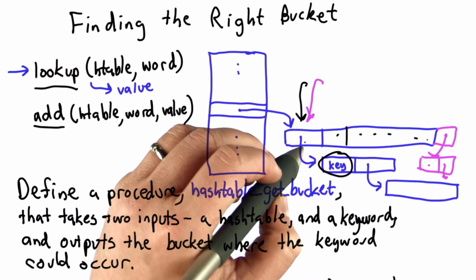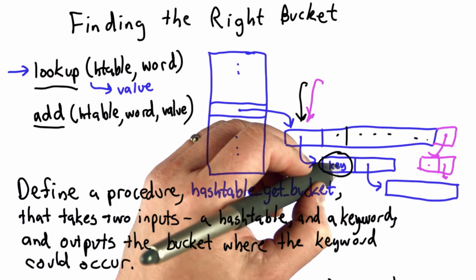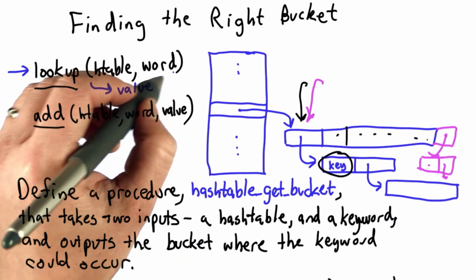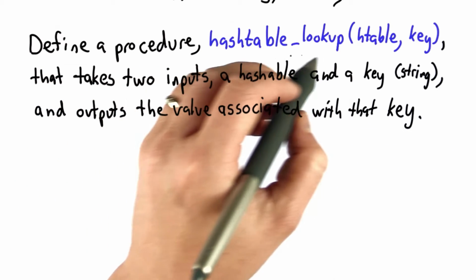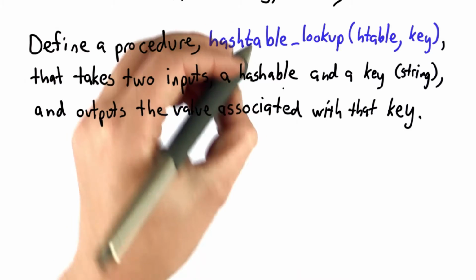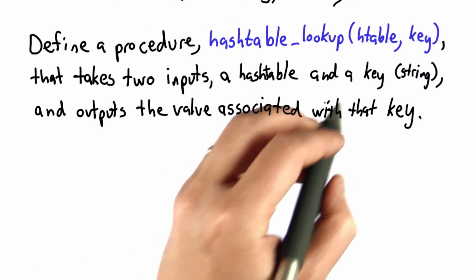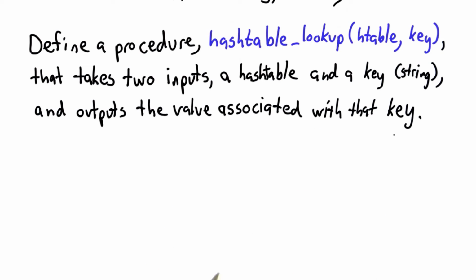Once we found the bucket, what we want to do for lookup is go through all the entries in that bucket, see if there's one where the key of that entry matches the word that we're passing in. So your goal is to define a procedure. We'll call it hash_table_lookup. It takes two inputs, a hash table and a key, which is a string, and it outputs the value associated with that key.